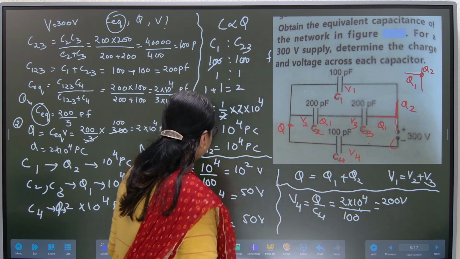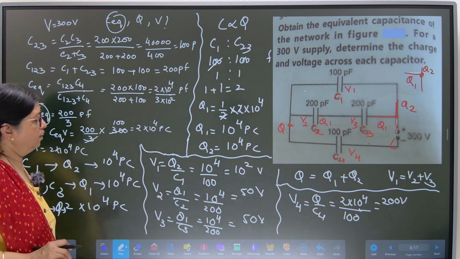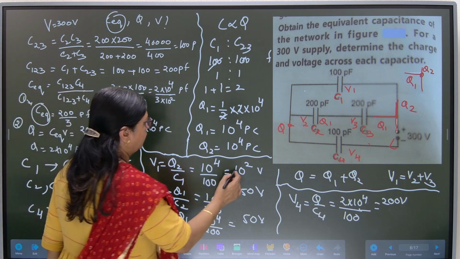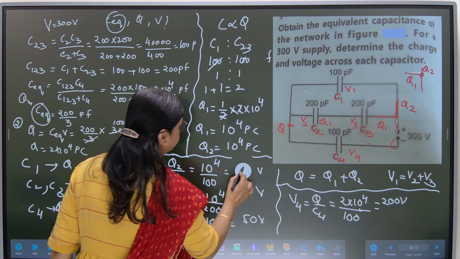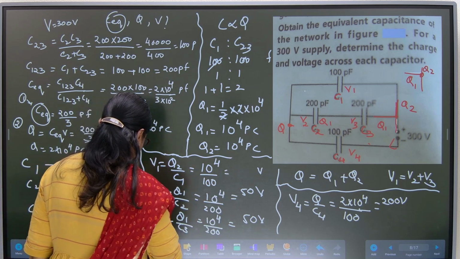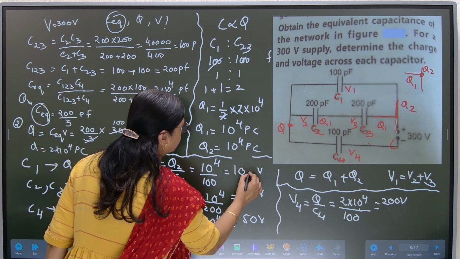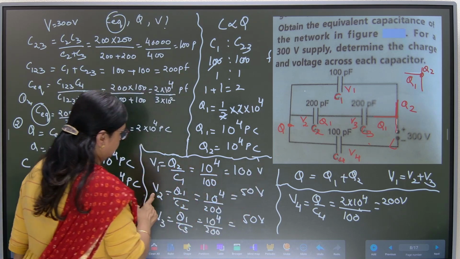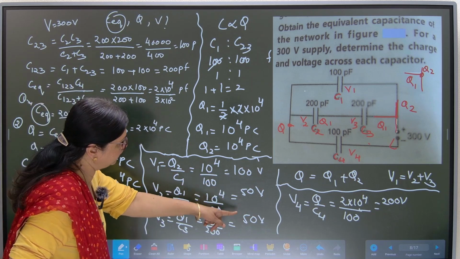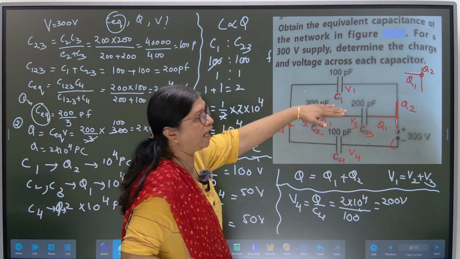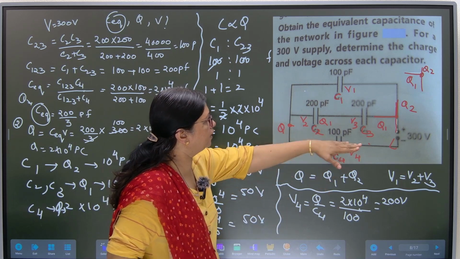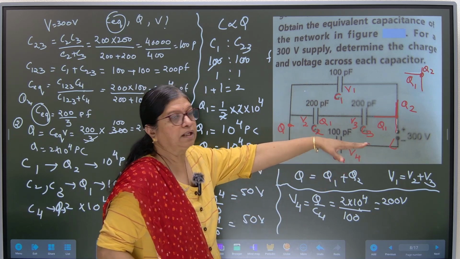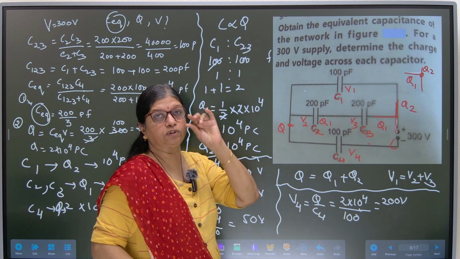Fine. Okay. So we are ready with V1 as 100 volts. V2 as 50 plus 50, 100. So these two have 100 and 100. Fine. And V4 as 200. So 200 plus 100 total is 300 volts.